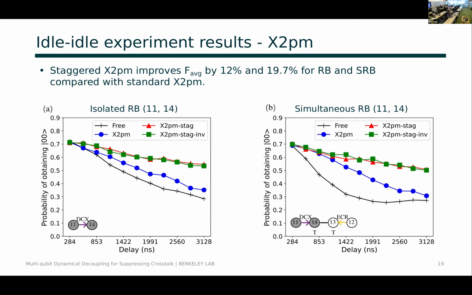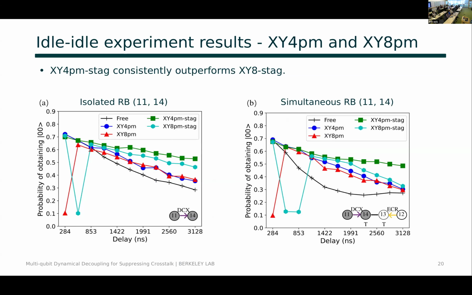I forgot to mention that first we performed the RB circuit with all these DD sequences individually to set up a baseline. And then we perform this simultaneous RB on 2 qubit pairs to compare. And you can find the results for all the other configurations in our paper. We can see this staggered and staggered inverse give us almost the same results. Both of them outperform the standard DD sequence. And then here are the results for XY4 and XY8.